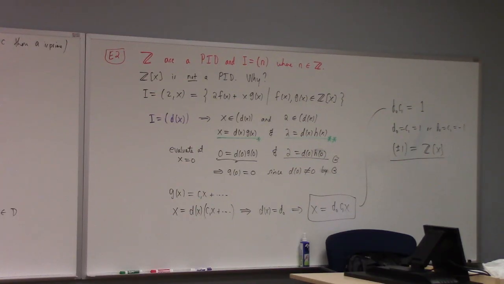Look at this ideal. It only allows for even constant coefficient polynomials. But what if you have an odd constant coefficient polynomial? That's not attainable in this ideal. Therefore, this is a contradiction.